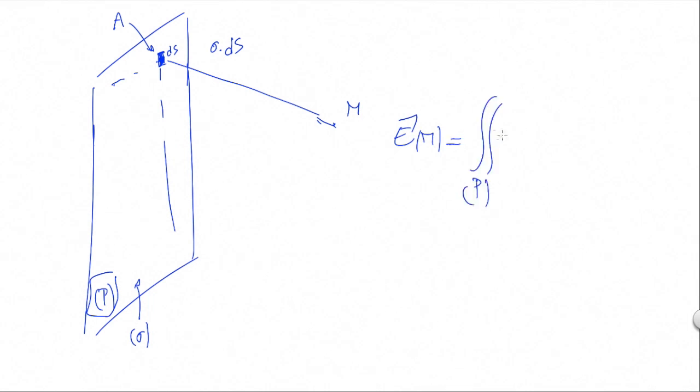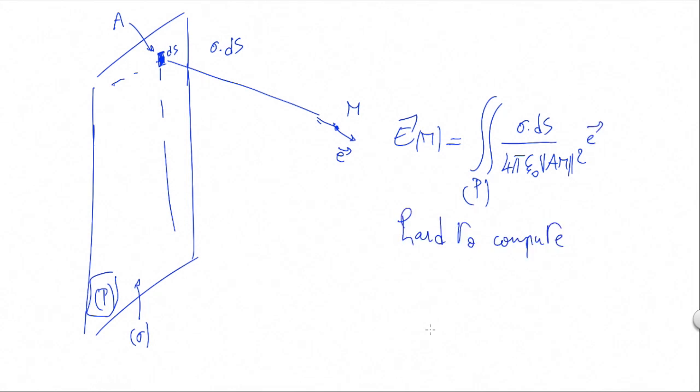E created at the point M is equal to the integral over all the plane P of sigma dS over 4 pi epsilon 0 AM squared times this unit vector. This is hard to compute. So what I will give here is an easy way to compute this field using Gauss theorem and symmetries.